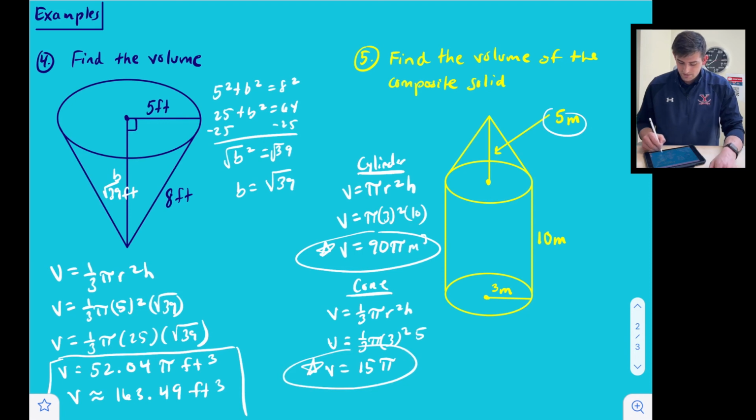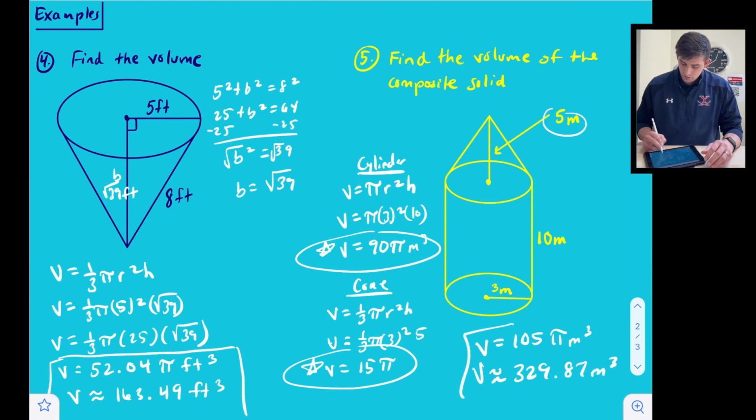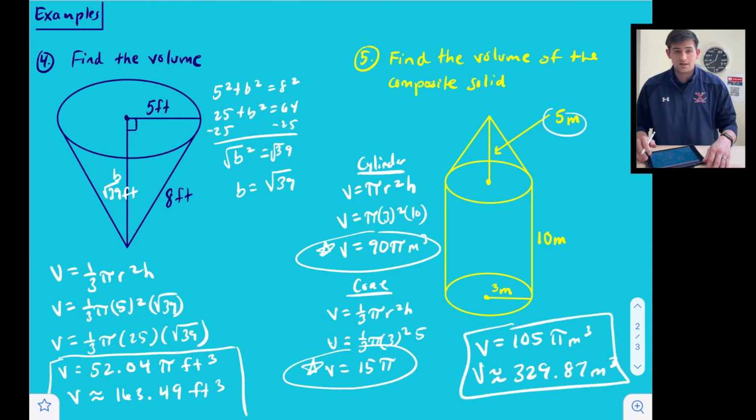So we're going to add those together and we're going to say the volume of the composite solid is 105 pi, and we're talking about meters cubed. And now we can approximate that by typing in 105 pi in our calculator. So times pi, and we're going to get an approximation of 329.87 meters cubed. And that would be our volume for that composite solid. And that's how you find the volume of a cone.